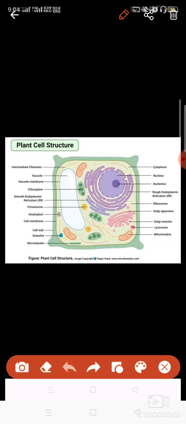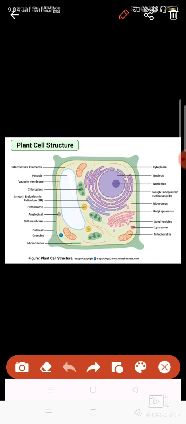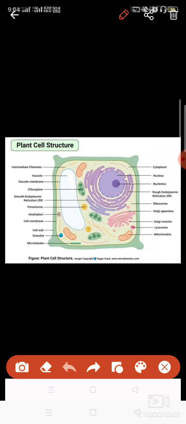You can see this cell wall is made up of cellulose, which is a kind of polysaccharide, basically a kind of sugar. So this extra layer is present here, which gives it firmness, which gives it a shape, which gives it a rigidity. Okay, so this is the outermost layer present in the plant cell, and that is not present in the animal cell.